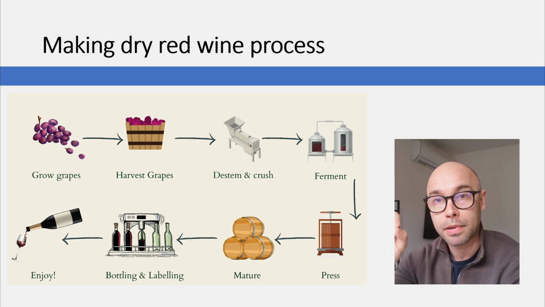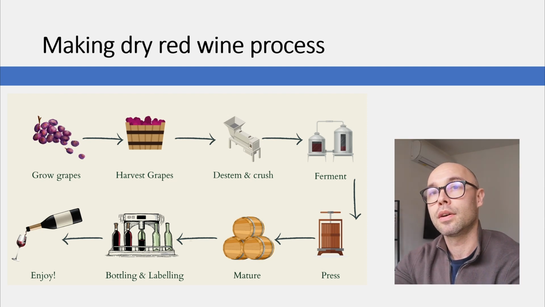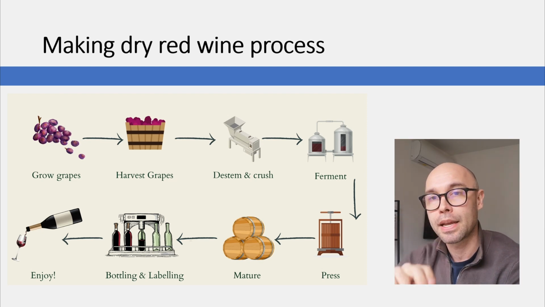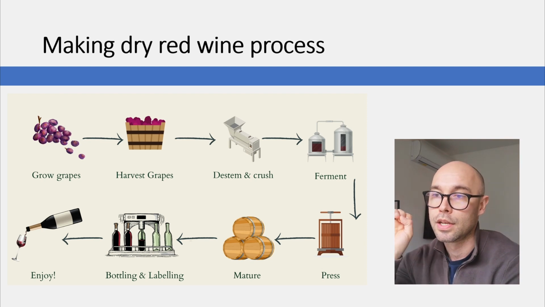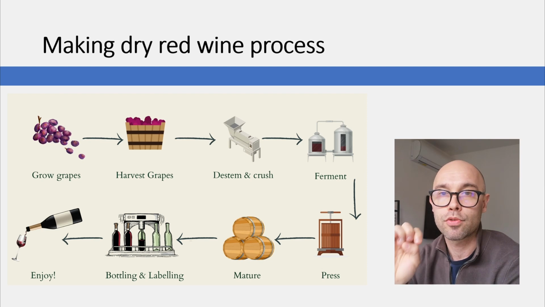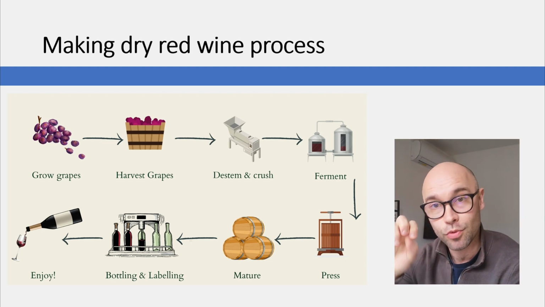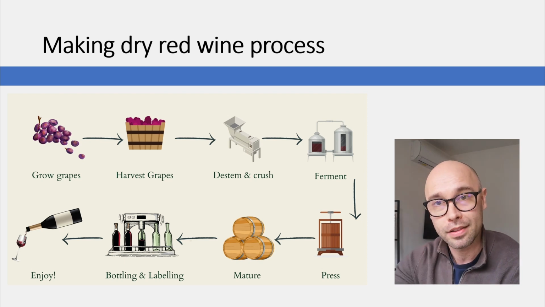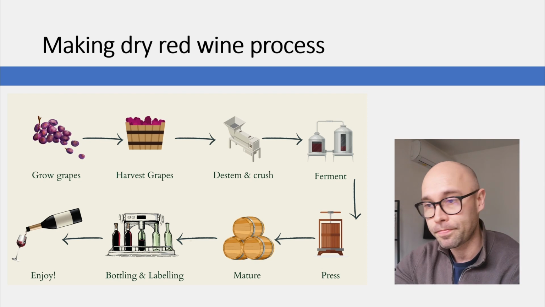Now I will explain the process of making red, rosé, and white wines. I'll use the same picture for the process, but I'll explain the differences between the three processes. So in order to make a dry red wine, you need to use black grapes. You cannot make red wine with white grapes, but you can make white wines with black grapes.